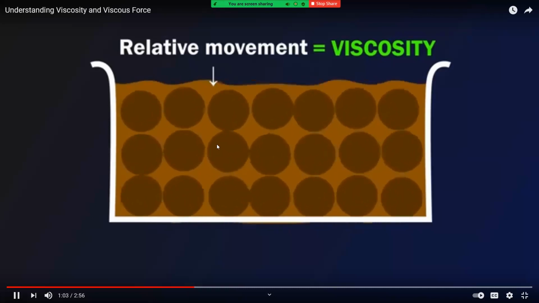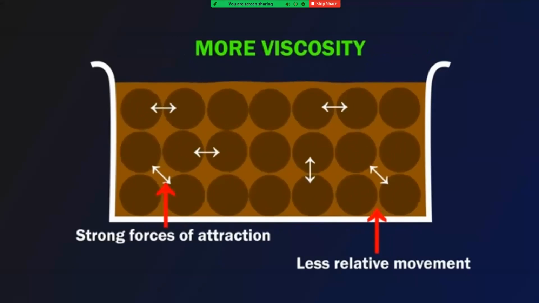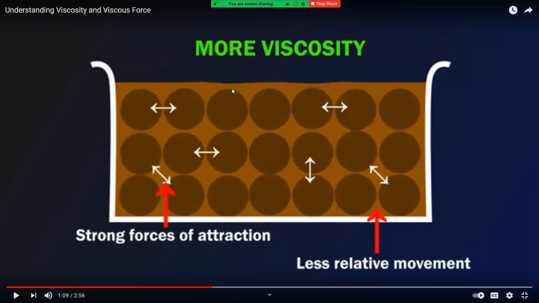A liquid is more viscous when there is a strong attraction force and the relative movement of particles is less. When it's more viscous, that means less movement and high force, right? Let's say this is honey. Then the molecular force will be high, so there will be less movement. That will be high viscosity, right?